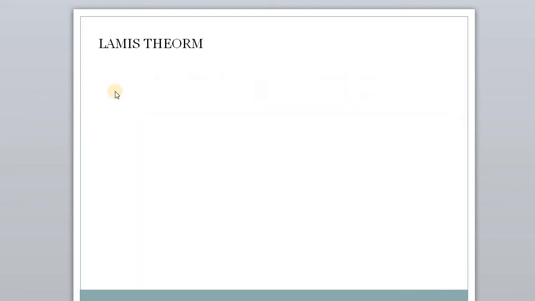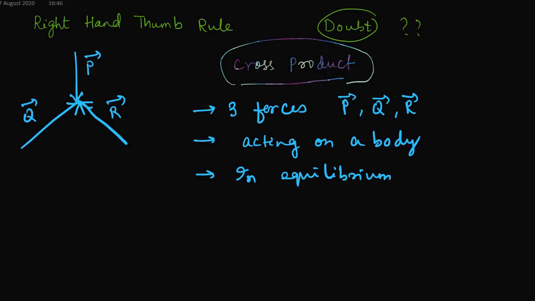So first of all, we are going to start with Lami's theorem, but before that I would want you to see what I am going to suggest here. Now here you can see right hand thumb rule we finished. If you have any doubt, please write to me. Otherwise I am thinking that you must have understood what is the right hand thumb rule, in which the cross product is dependent upon, right? Now there is another part of it which is the alternative statement of cross product and right hand thumb rule.